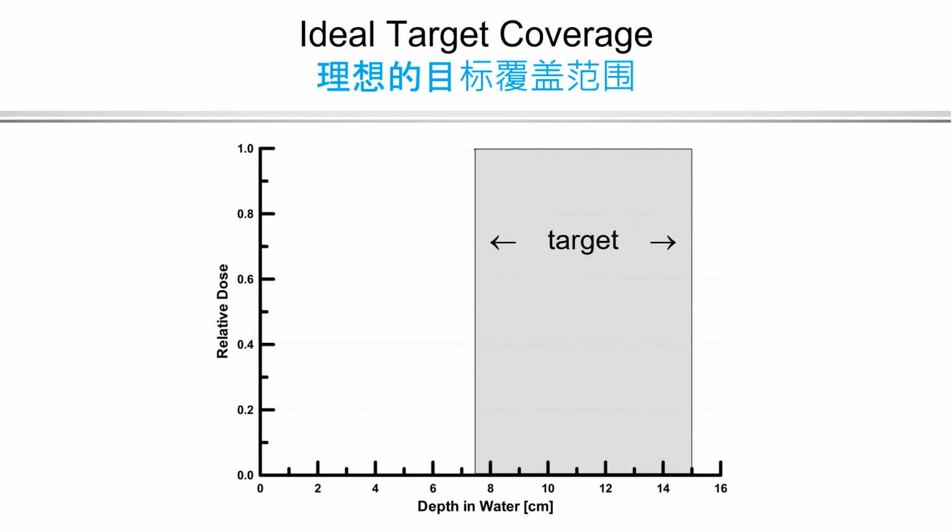Let us use a simple model of how a finite-sized target could be treated with an ion beam. This slide shows an ideal dose distribution for a target located from 7.5 to 15 centimeters of water equivalent depth within a patient. We would like to have 100% of the prescribed dose within the target and absolutely no dose outside of the target. This ideal dose distribution is represented by the gray box.